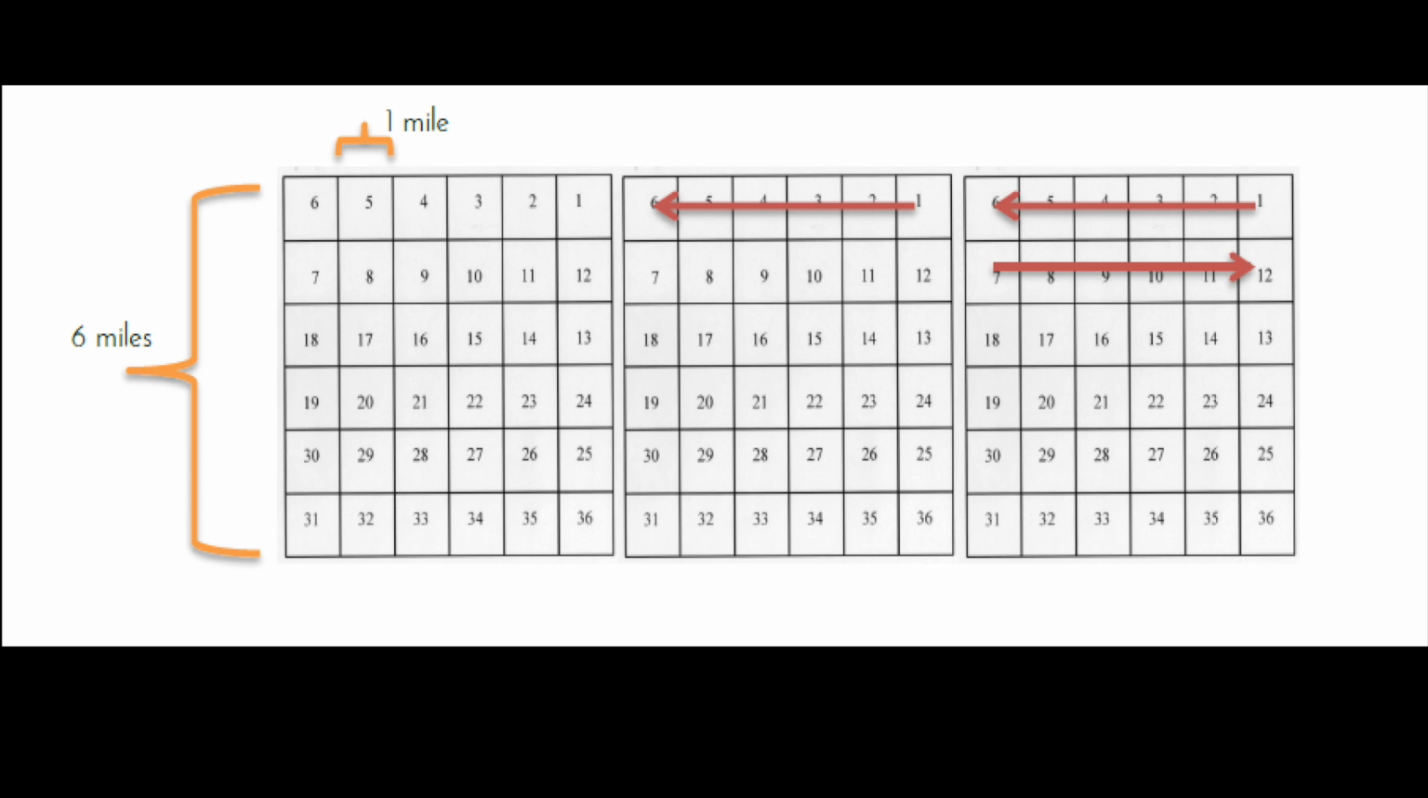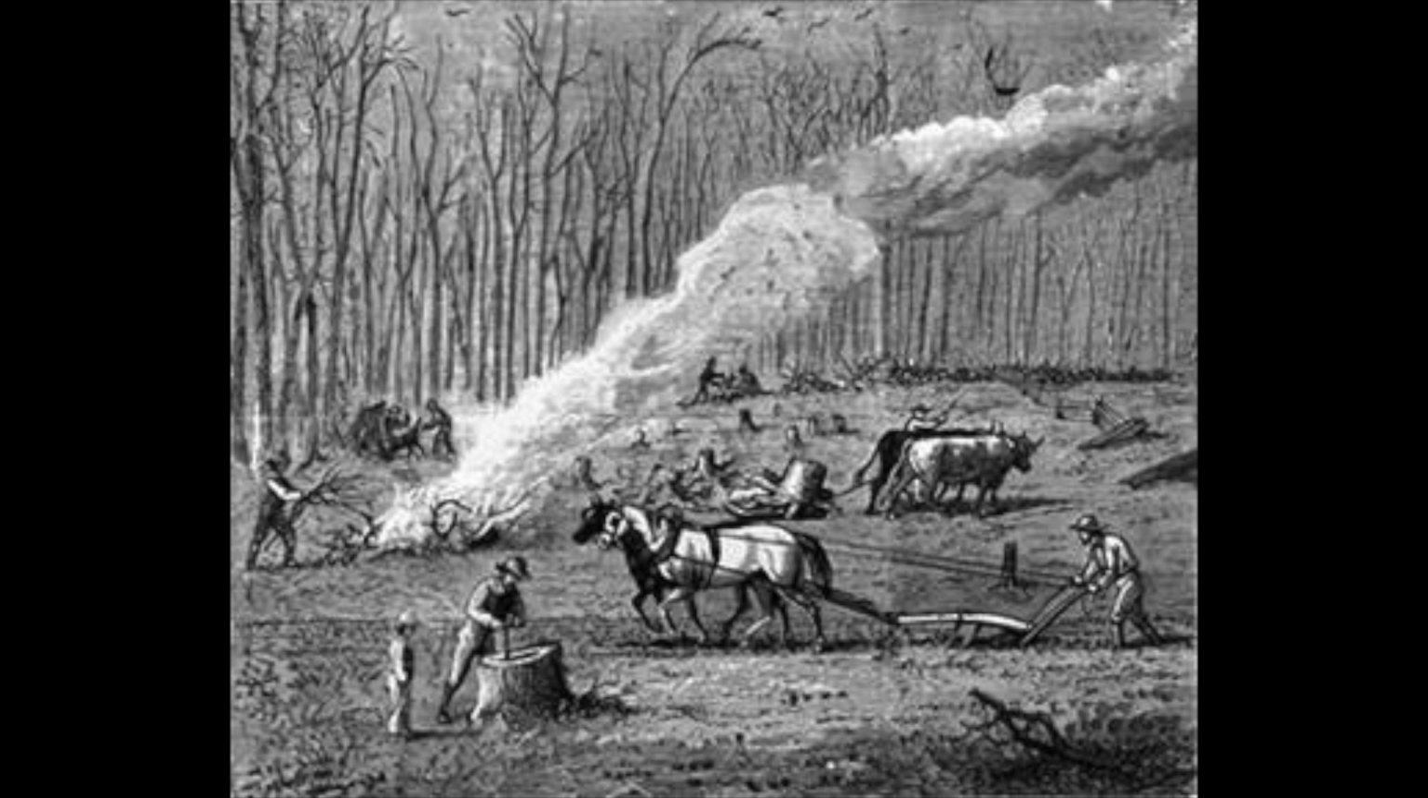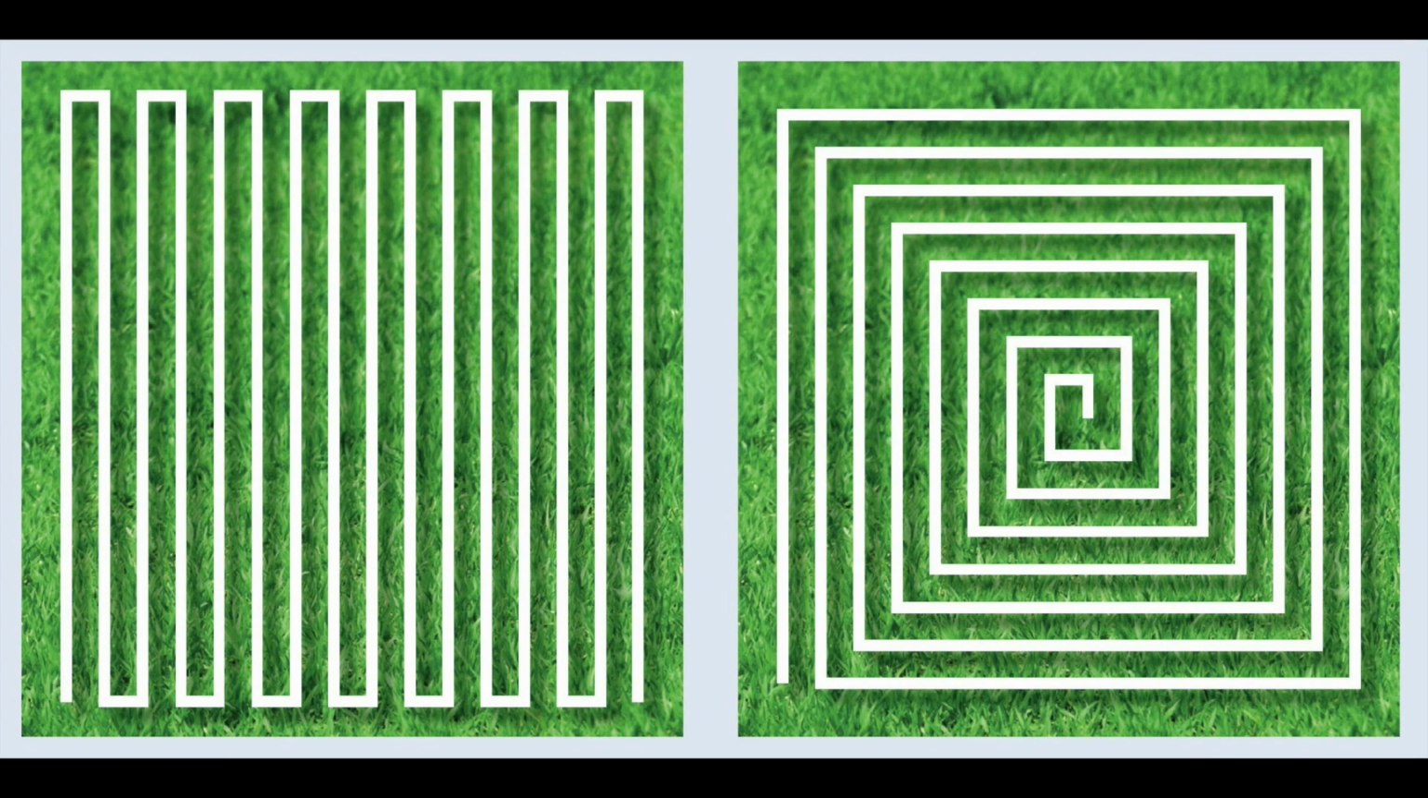Townships are 6 by 6 mile squares, each divided into 36 1 by 1 mile sections that make up a grid. Sections are numbered beginning in the northeast corner of the township in a boustrophedon pattern. Boustrophedon literally means like an ox plowing, though you would also likely be familiar with this pattern if you've ever mown a lawn.